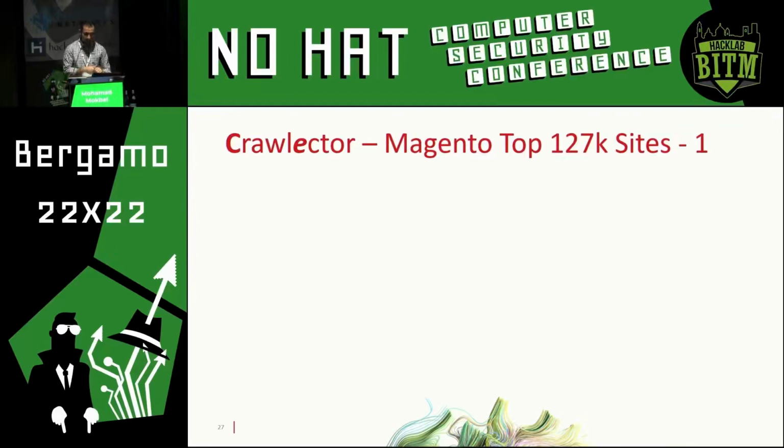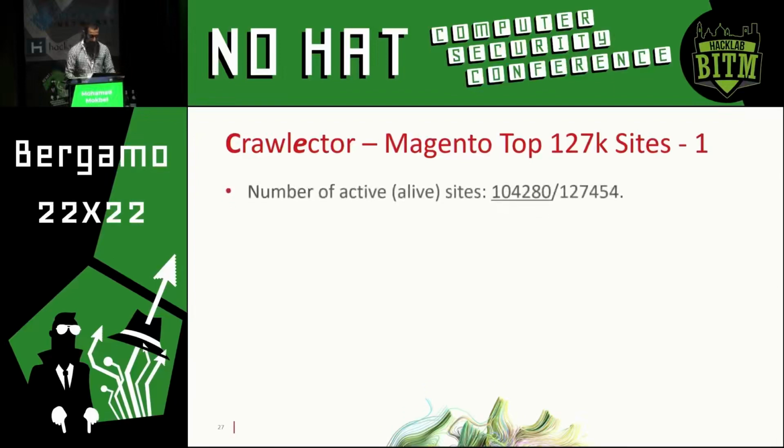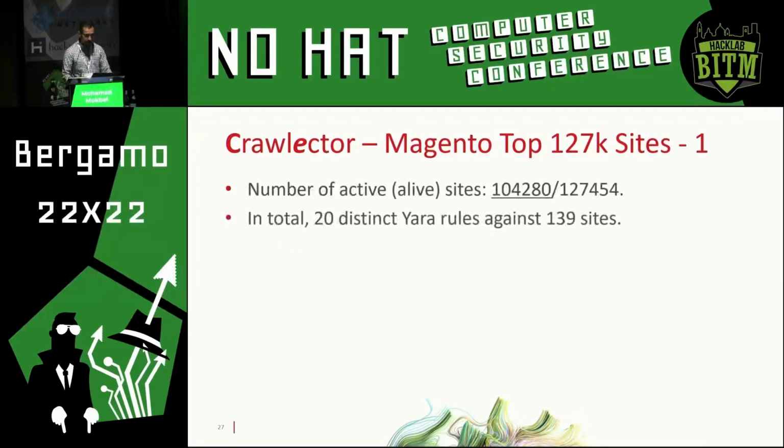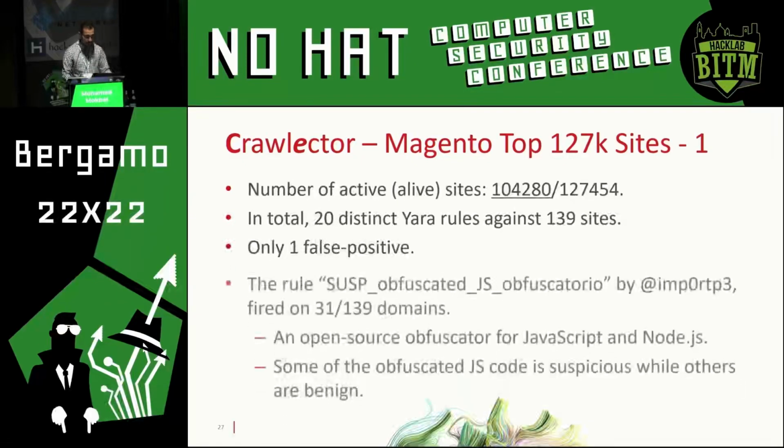And most of the stuff that I'm looking for are web skimmers. The number of active websites is 104,000 out of 127,000. And in total, you get 20 distinct YARA rules fired against 139 sites. And only one false positive.